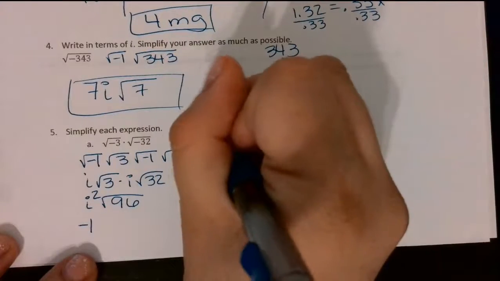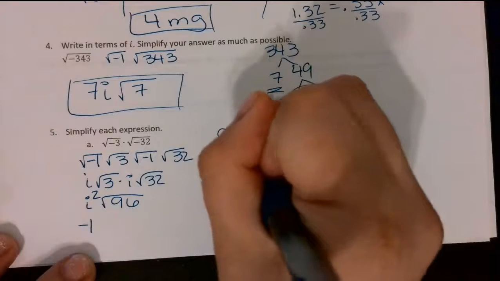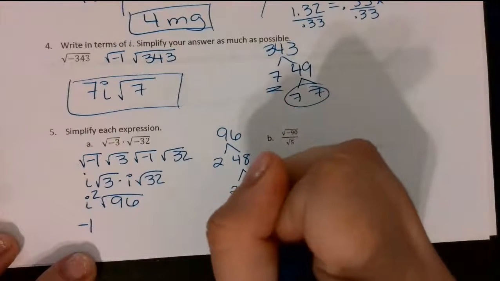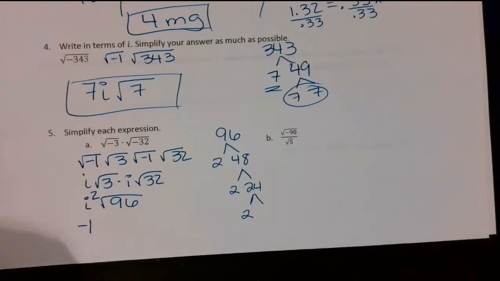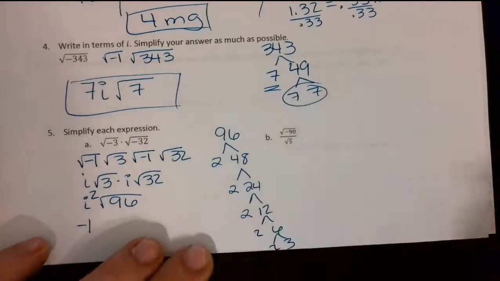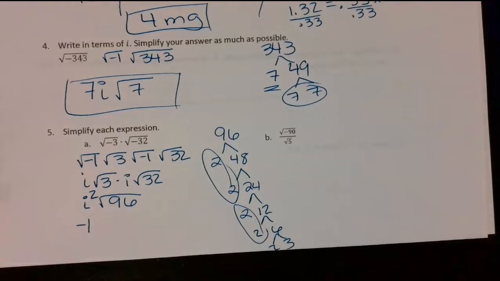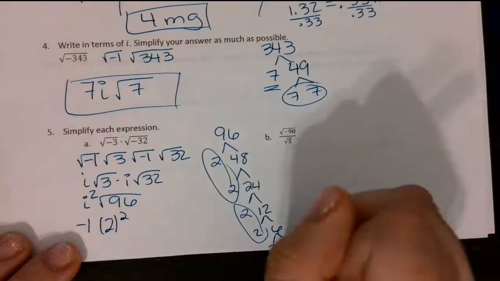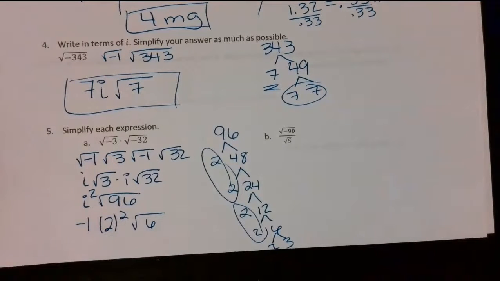And then I want to do my factor tree for 96. It's even, so I'm going to start off with 2. Then I have 48, 2 and 24, 2 and 12, 2 and 6, and 2 and 3. So I have a pair of 2s here and a pair of 2s here. Those are going to go outside, and I take 1 from each and multiply, so I have 2 squared. And then I have a leftover 2 and 3. Those stay inside, which gives me 6 because I multiply those together.